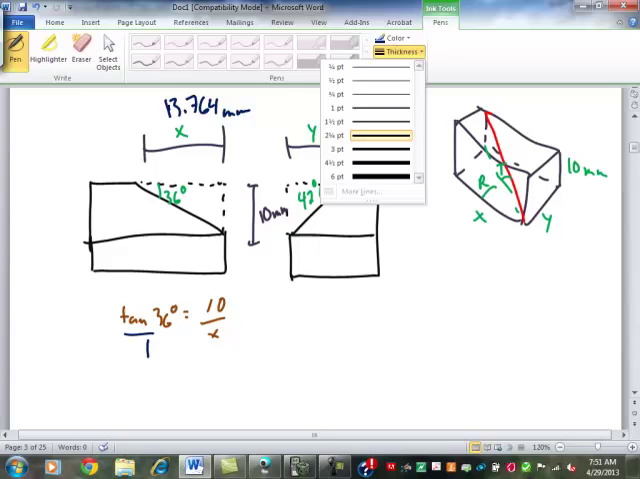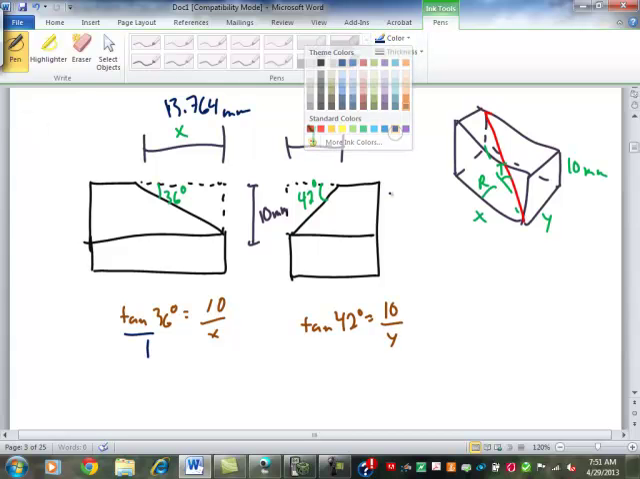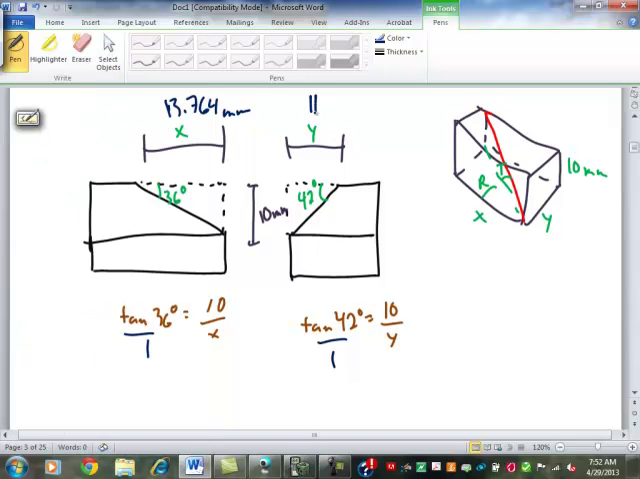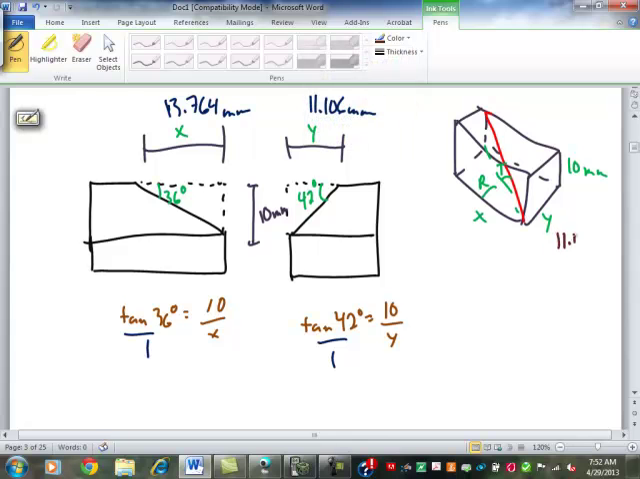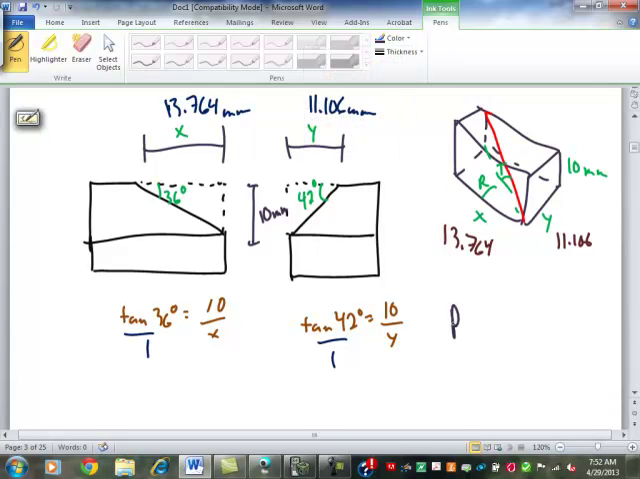Over here, same setup. Tangent of 42 equals 10 over Y. And again, we put this over 1, cross multiply and divide. We get 10 divided by the tangent of 42, which is 11.106 millimeters. So we have all those dimensions. Now we come over here. This is 11.106, 13.764. We can find R right away.